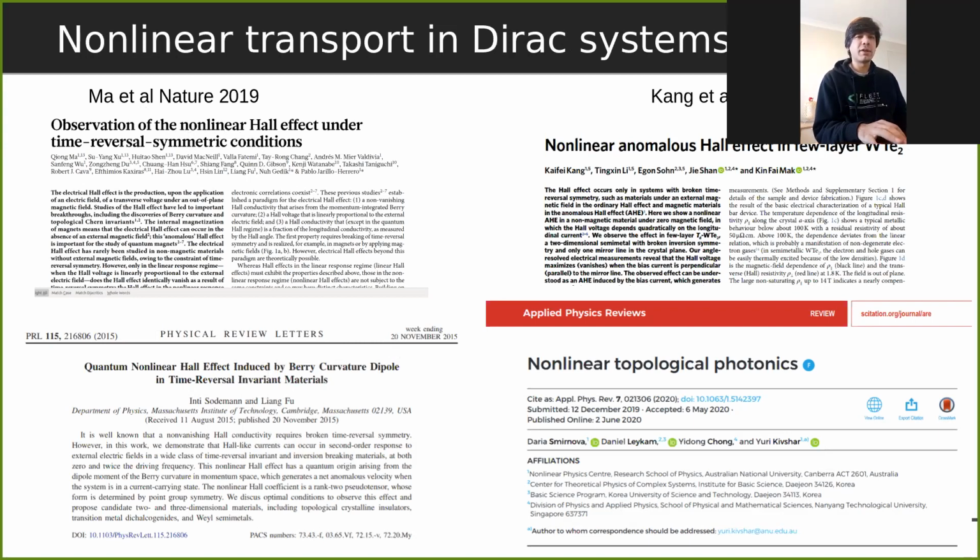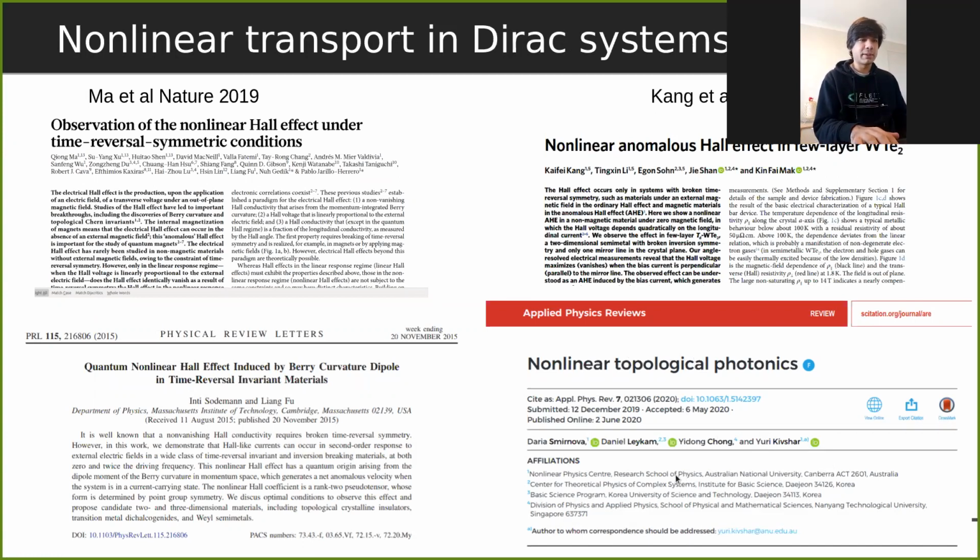And then there's also an anomalous version of it, where you apply an electric field in a material and it induces magnetization, and it creates an anomalous Hall effect. Therefore, the anomalous Hall currents depend nonlinearly on the applied electric field. And finally, you can see this excellent review on how nonlinear topological systems can be used in photonics, and future applications might include rectification, down conversion, up conversion, and all sorts of nonlinear optical processes.